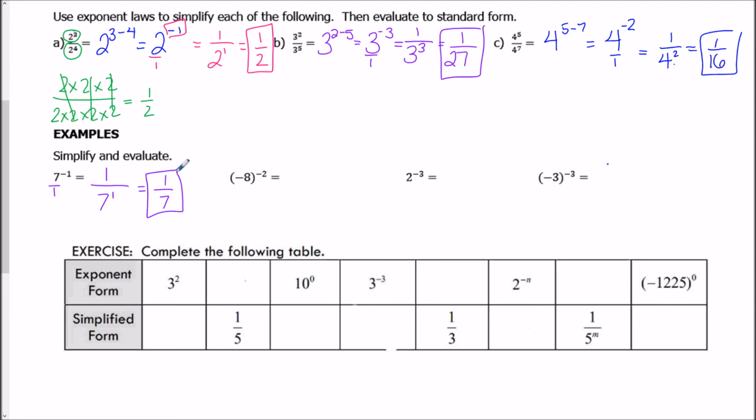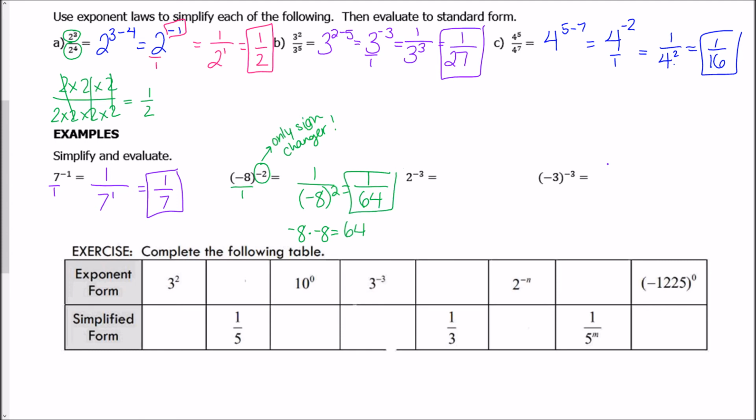Okay? For the next one, my base is negative 8, so I'm going to do the reciprocal of 1 over negative 8. The base stays as a negative 8. The only thing that changes is this negative 2 to a positive. So this is the only sign changer. The negative 8 stays negative 8. Okay? So then to figure this out, I would do 1 over negative 8 to the power of 2, which means negative 8 times negative 8, which is positive 64, so my answer is 1 over positive 64.